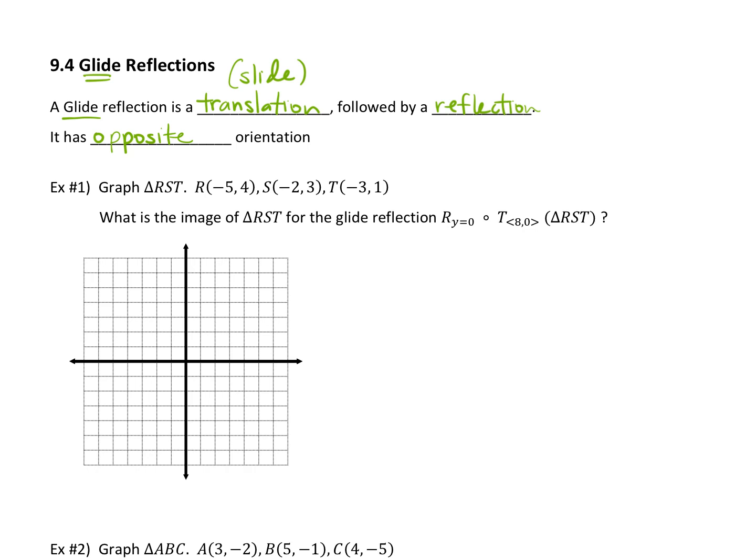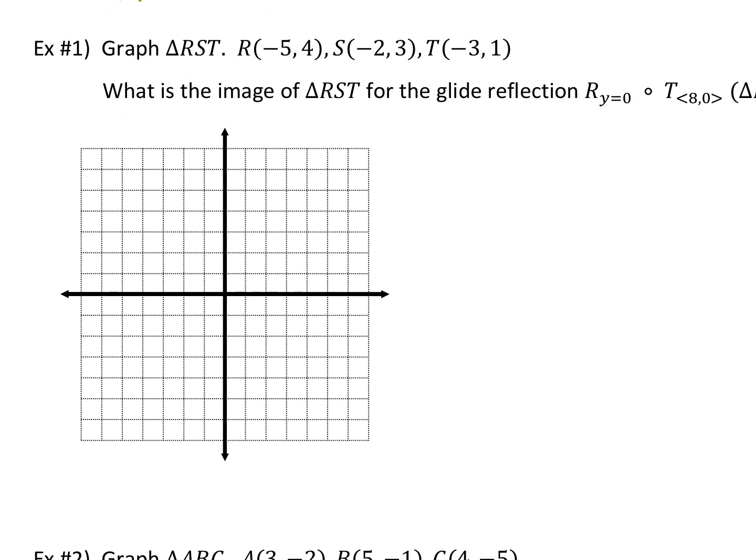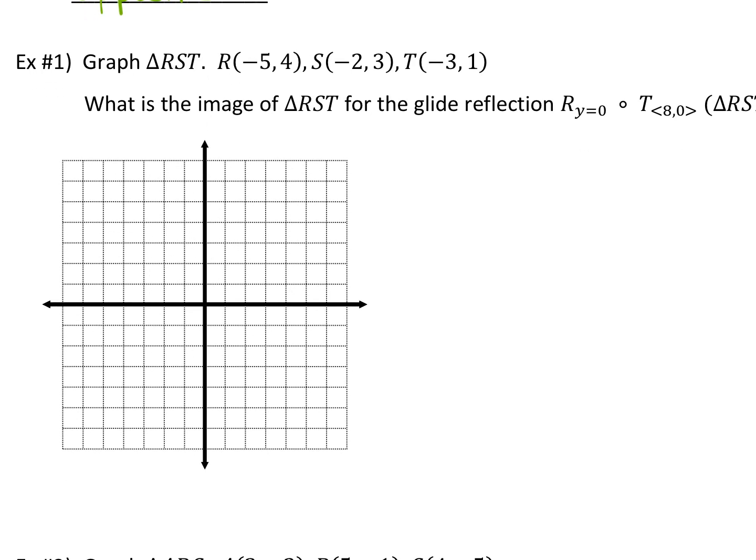All right, so from here then, we're going to graph a triangle, and we're going to do two things to it. So let's just start by plotting the triangle. Don't do the stuff yet, because I have more things to explain to you before we actually do it, okay? But let's just plot this triangle. R is at negative 5, 4. 1, 2, 3, 4, 5 to the left. 1, 2, 3, 4 up. Okay? So here's your R.